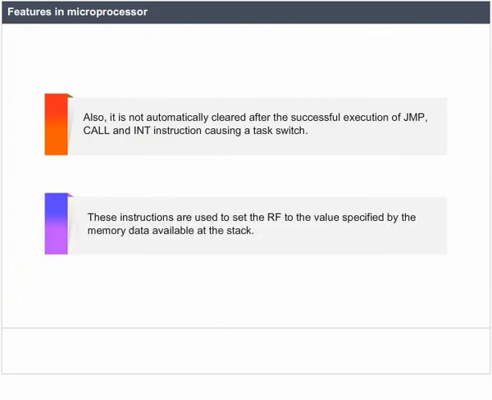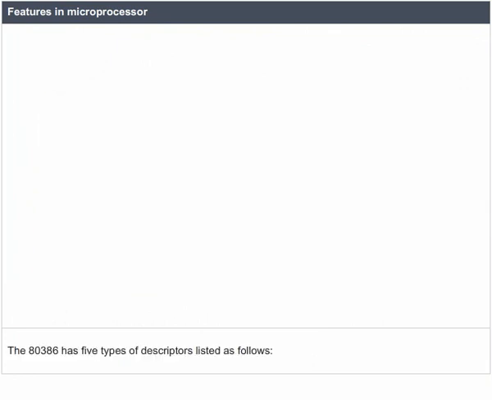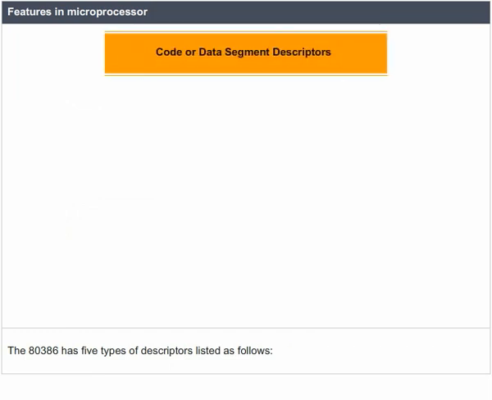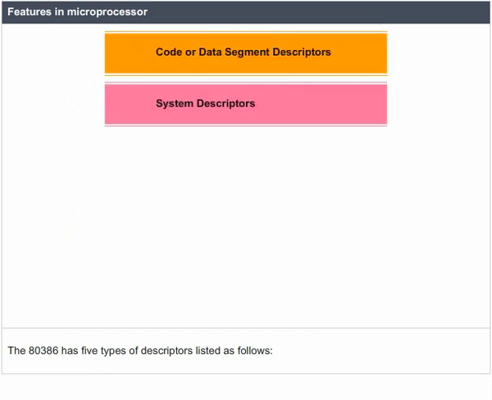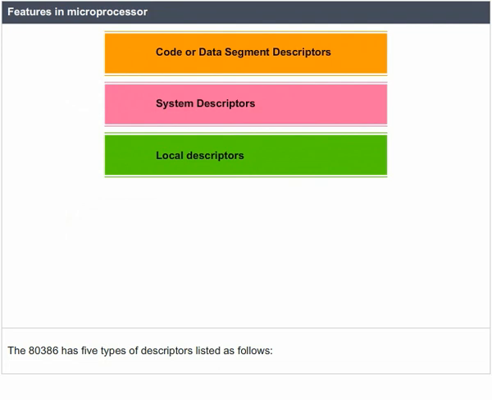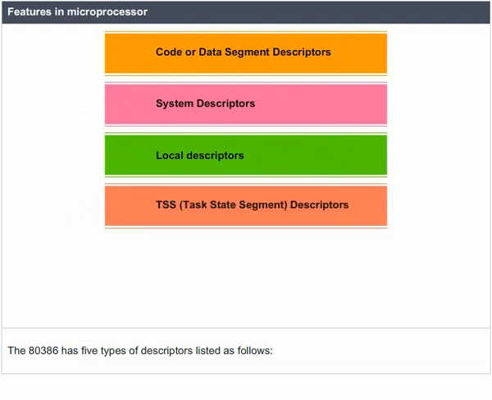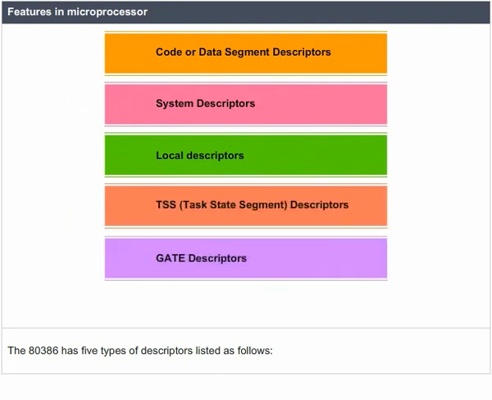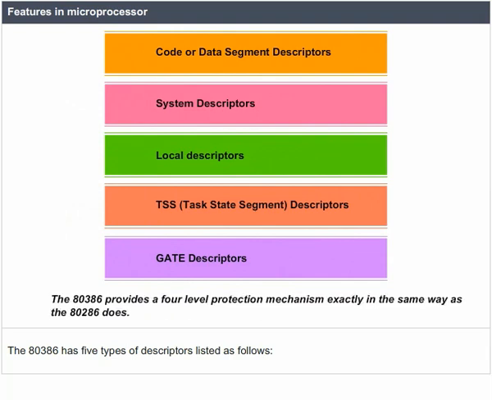The 80386 has 5 types of descriptors listed as follows: code or data segment descriptors, system descriptors, local descriptors, TSS (task state segment) descriptors, and gate descriptors. The 80386 provides a 4-level protection mechanism exactly in the same way as the 80286 does.